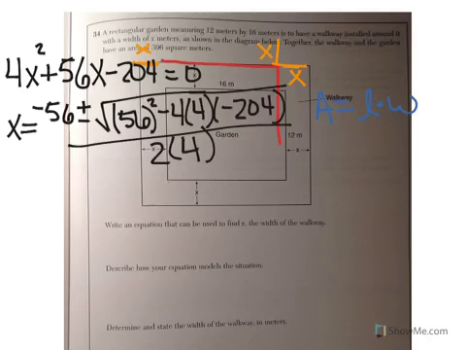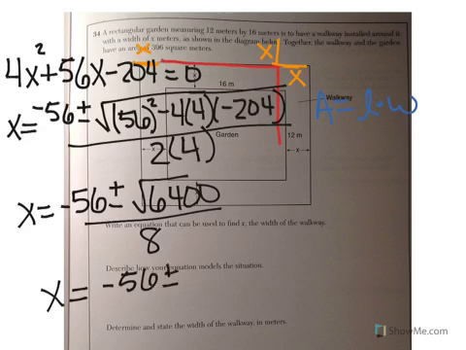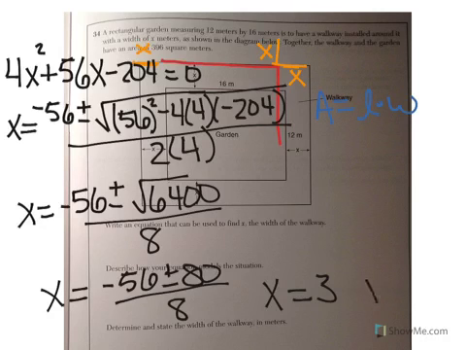Okay. What you'll end up with is negative 56 plus or minus the square root of 6,400 all over 8. Okay? And this simplifies to negative 56 plus or minus 80 all over 8, because the square root of 6,400 is just 80. So you'll end up with an answer of 3 and an answer of negative 17.